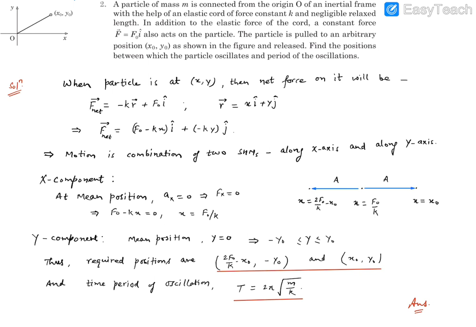Now you'll find in this combination of SHM, the time period will be given by T equal to 2 pi under root m by k. Why so? Because you will find the restoring force is proportional to kx and then ky. So for both cases, k remains the same. The x component will have the time period 2 pi under root m by k. The y component of SHM will have the time period 2 pi under root m by k. So the combination will also have the time period T equal to 2 pi under root m by k. So we got the time period and we got the positions range. These are the final answers. Thank you.